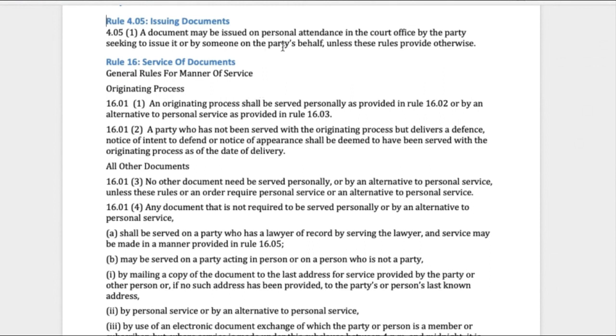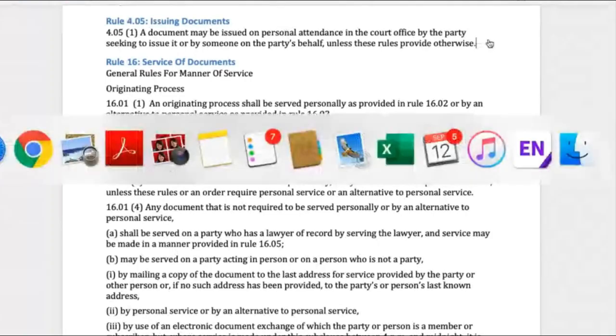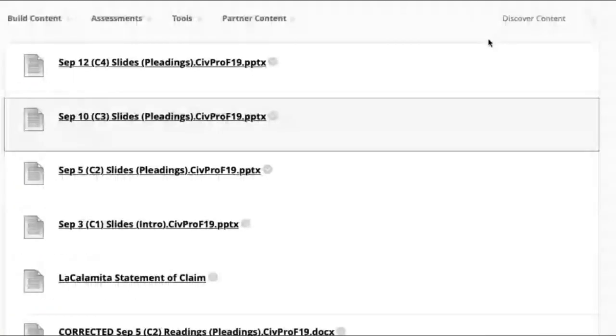So 4.05 talks about issuing through personal attendance in the court office, which means actually going to court and doing it. We are introducing electronic issuing of documents at a bizarrely slow pace. Ontario's been trying to do this for 20 or 30 years. We're finally kind of getting it.